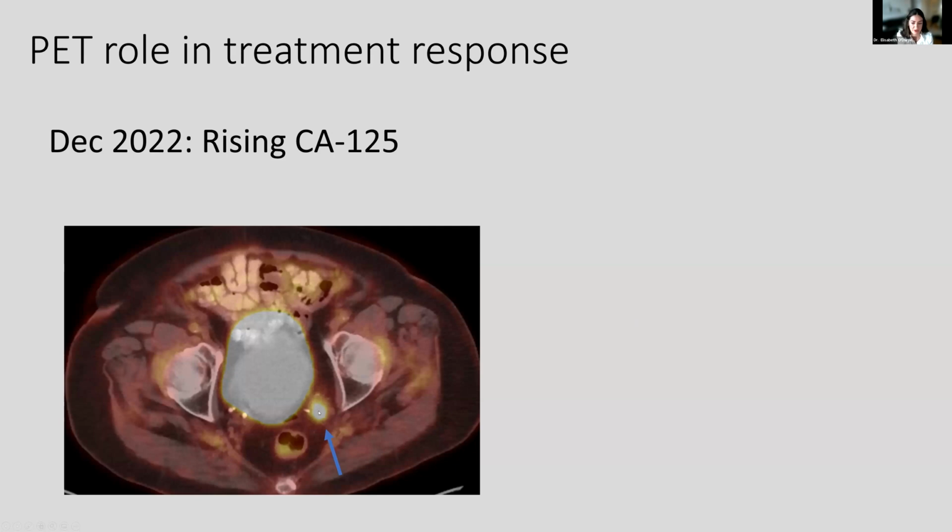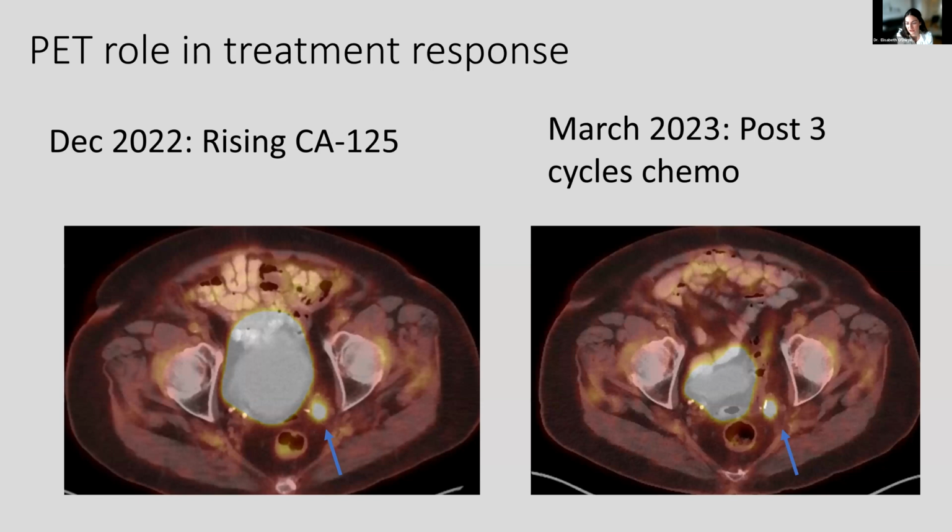They started chemotherapy, and then we repeated the scan after 3 cycles, and unfortunately the mass is still there. It's still showing intense avidity, so it's metabolically active, suggesting that this therapy may not be working.